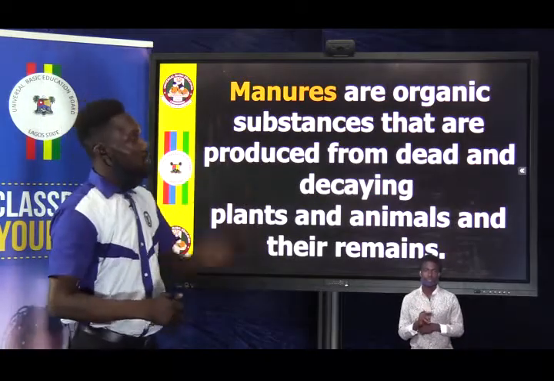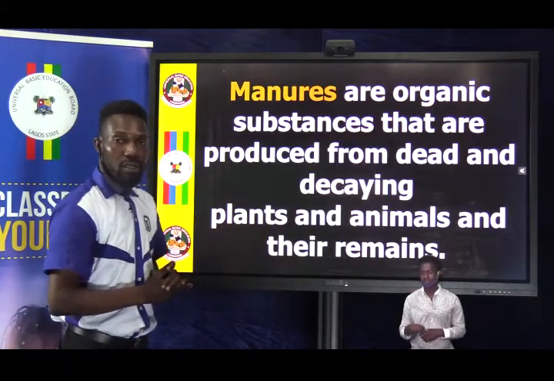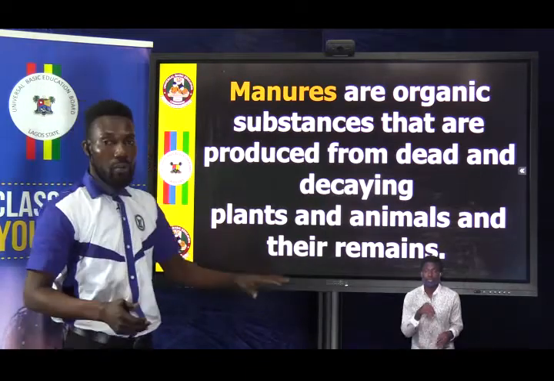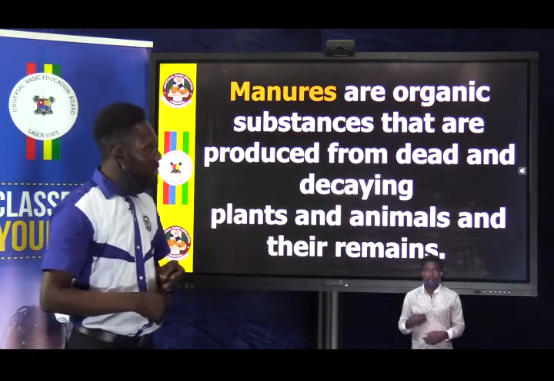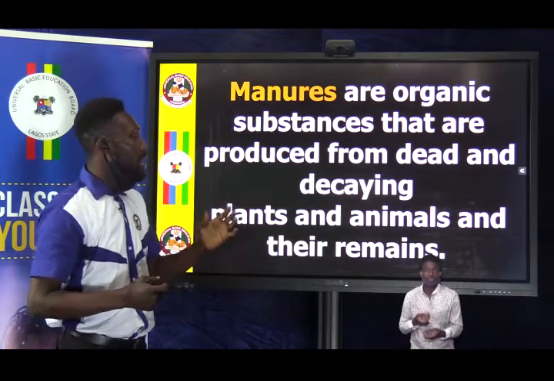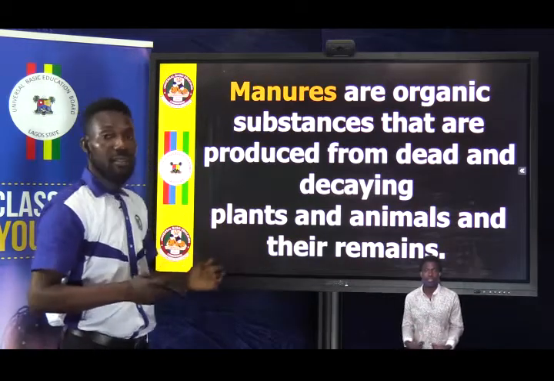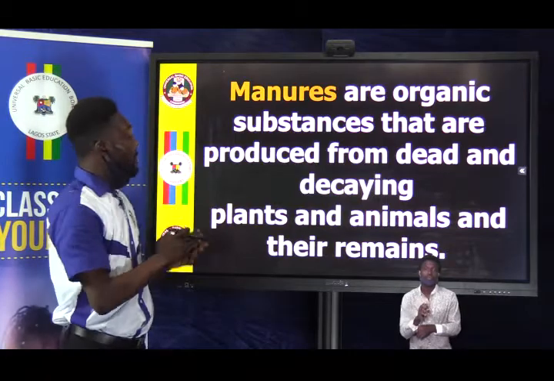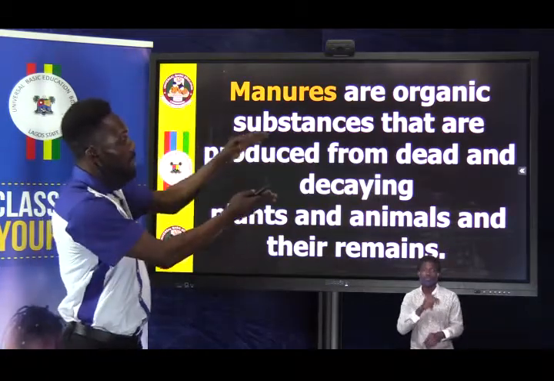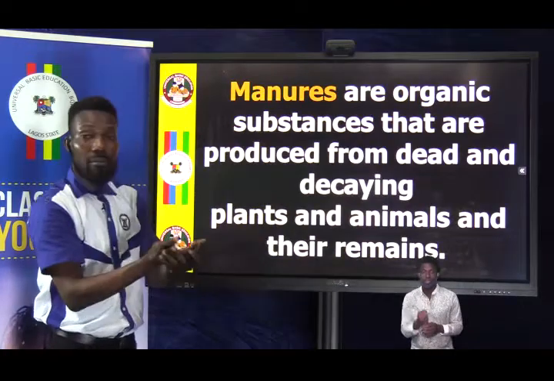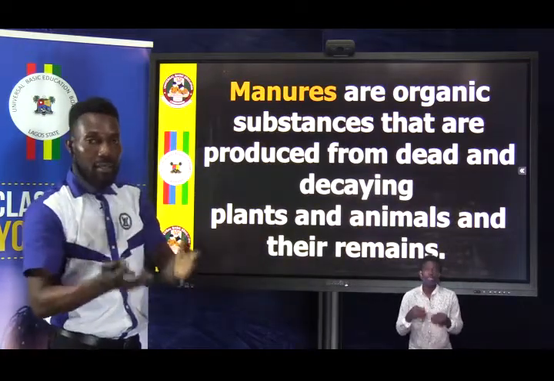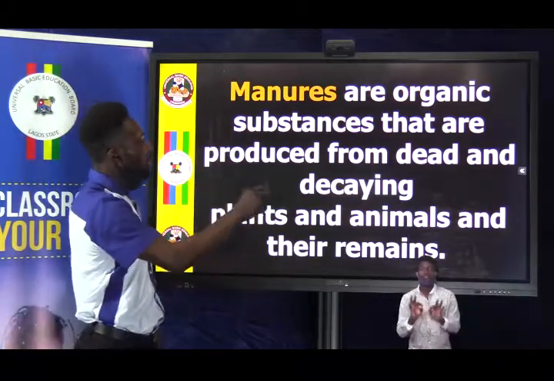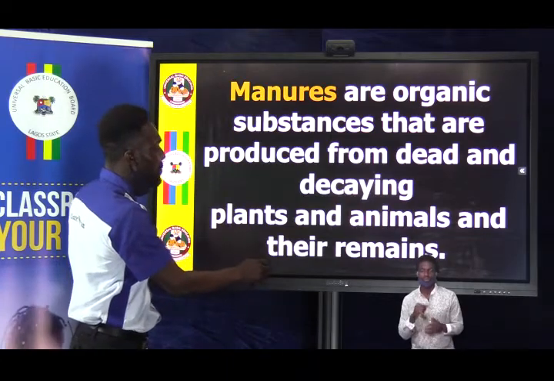Manures are organic substances that are produced from dead and decaying plants and animals and their remains. How do we get manure? It's different from the artificial fertilizer that we talked about the other time. Here, it comprises the dead remains of plants and animals. Their decayed composition will form manure.